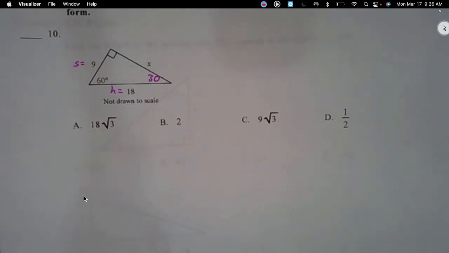So anyway, all that to say, what formula in that bottom box am I going to pick? Yeah, the long leg, that's what I'm looking for, is the short leg times the square root of 3. What in the world is the short leg on this one? 9. It's just 9 square root of 3. So my answer is C.